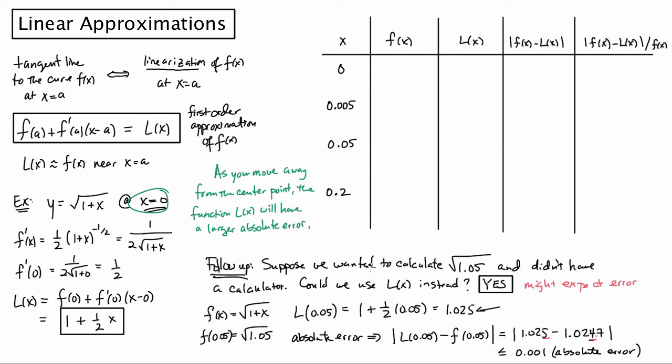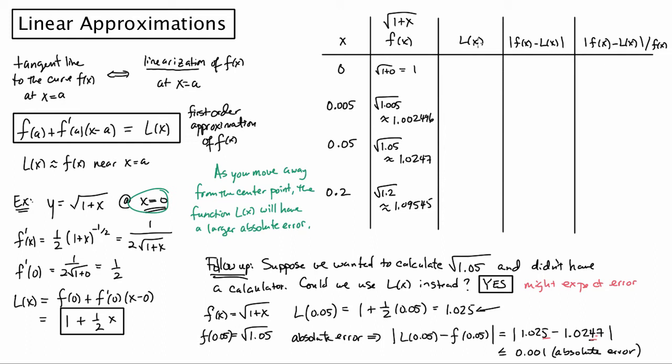So I need to calculate the function value. The function here is the square root of 1 plus x, and so here the square root of 1 plus 0 is just 1. Here it's the square root of 1.005, which is approximately equal to this value. Here it's the square root of 1.05, which we've said below is approximately equal to 1.0247. And then for 0.2, the function at that point is the square root of 1.2, and this is approximately equal to 1.09545. So these are our function values at each of these 4 points.